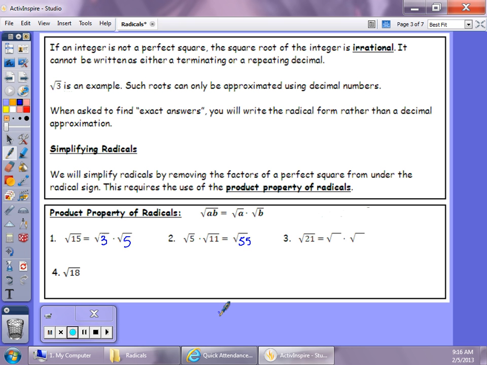So one more example. If we take root 21, we can turn that into root 3 times root 7. And again, since root 3 and root 7 do not contain any perfect squares, then we can say that root 21 is simplified. So if we look at the fourth example, root 18, we're looking to see if there are any perfect squares contained in root 18. And we know that 9 times 2 equals 18. We also know that the square root of 9 is 3. So therefore, we can simplify root 18 to 3 root 2.